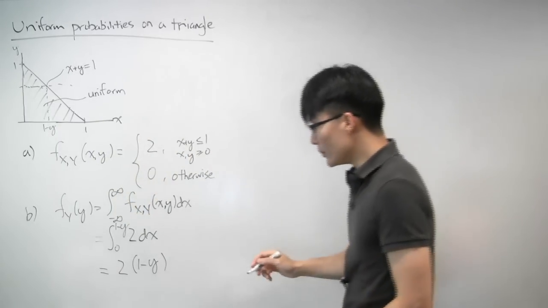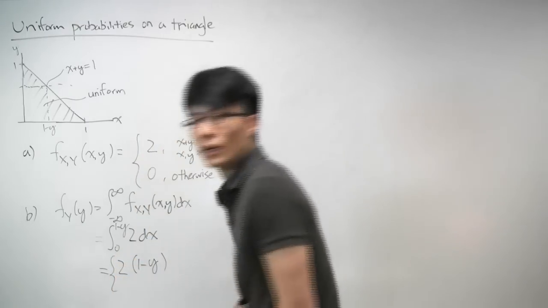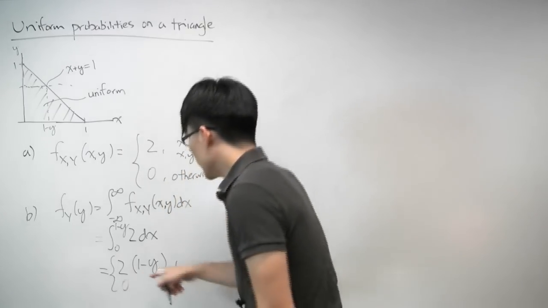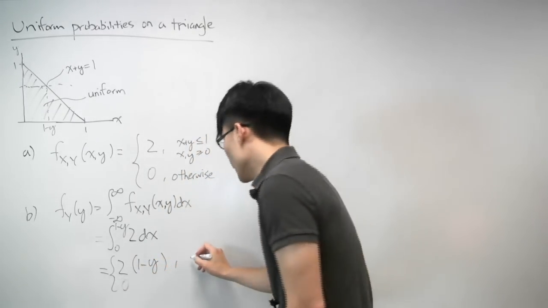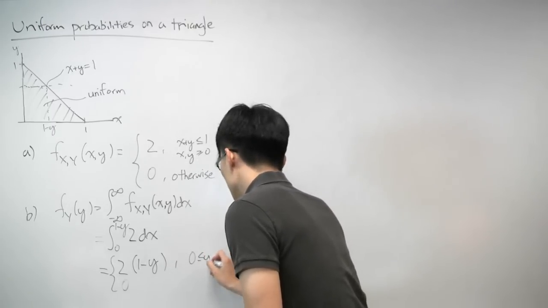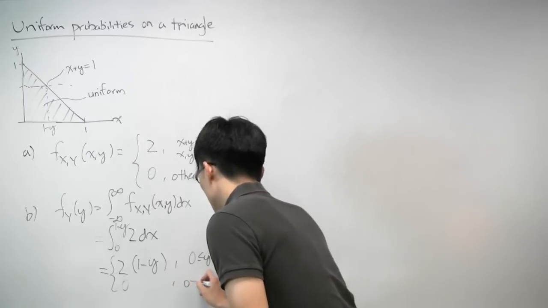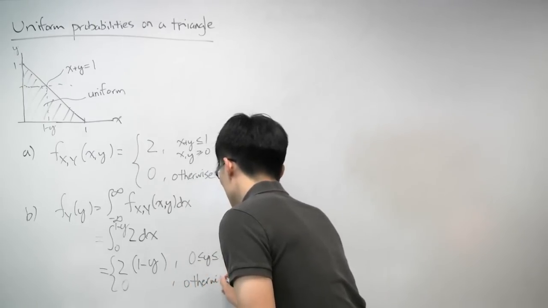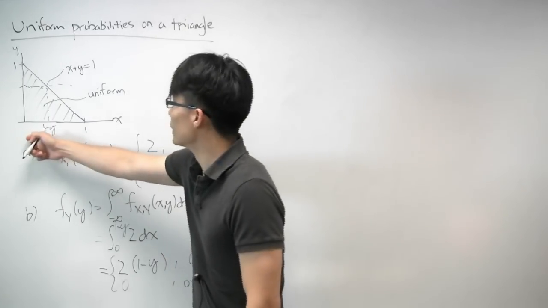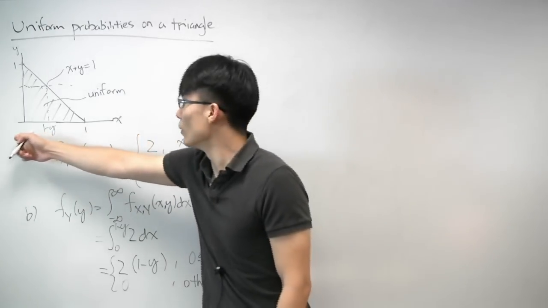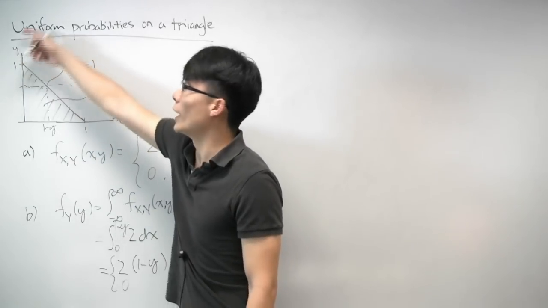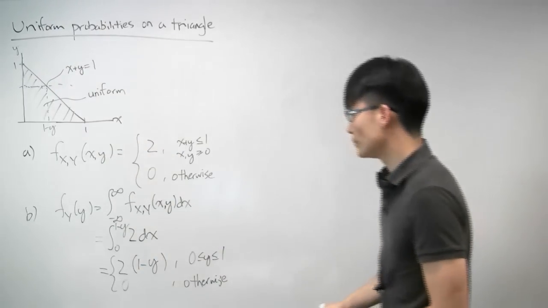But of course, again, we need to make sure that we have the right regions. So this is not always true for y, of course. This is only true for y between 0 and 1. And otherwise, it's actually 0. Because when you take a y down here, there's no values of x that will give you a non-zero joint PDF. And if you take a value y higher than this, the same thing happens.